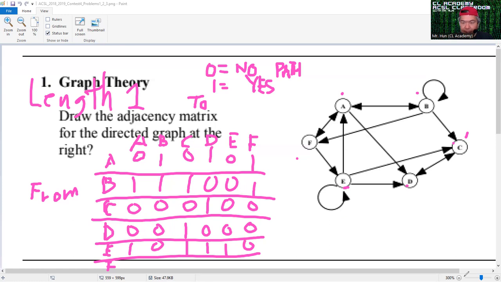Okay, F. Is there F to A? Yes, there's F to A. Is there F to B? No, there's no F to B. Is there F to C? No. So that's a 0. Is there F to D? No. Is there an arrow from F to E? Yes, there's an arrow from F to E. Is there an arrow from F to F? Nope. Okay. So this is our adjacency matrix.